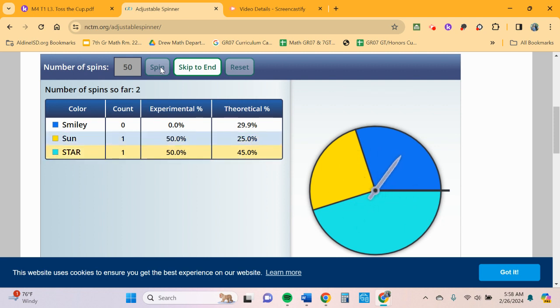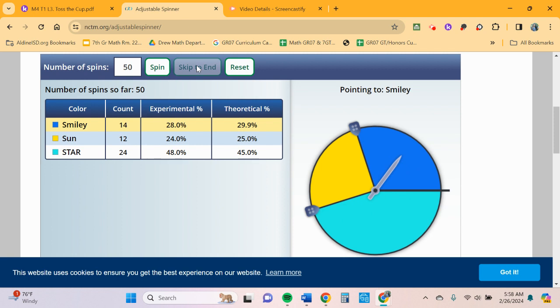So I'm going to let it spin for a couple spins so that you can see what happens. And also notice what's happening to the experimental probability. As it's landing on the star more, right, that experimental probability is going up. Now, like I said, if I sat here and let this spin 50 times, it would be a really long video. So we're going to skip to the end.